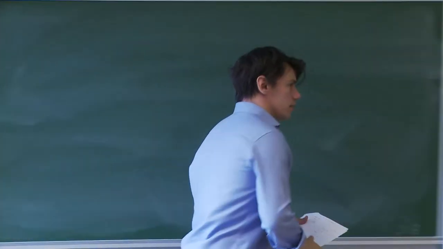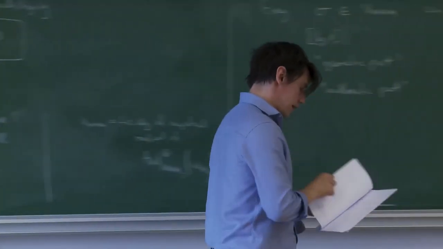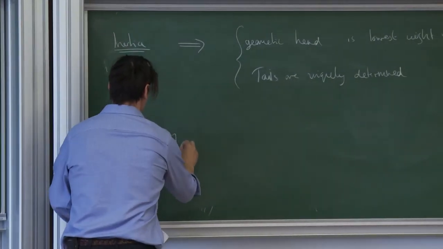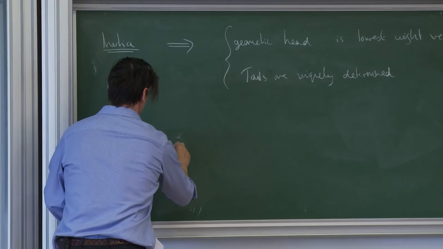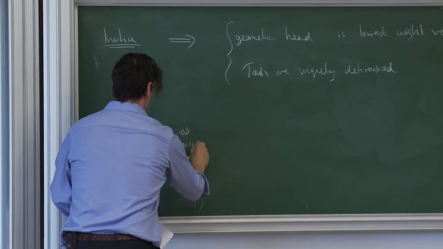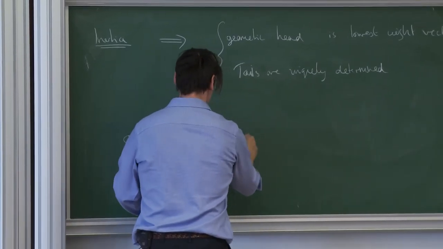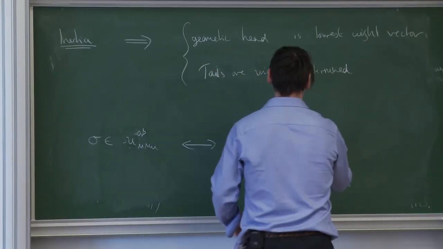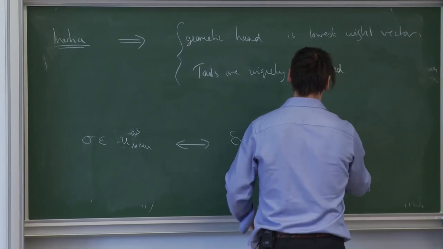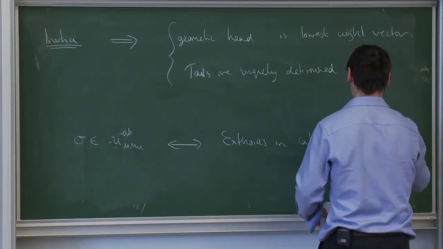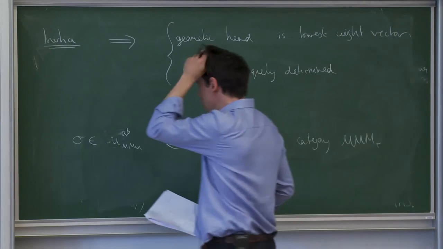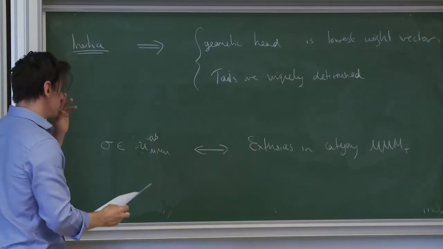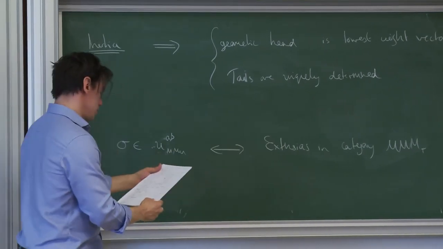Oh, sorry, I missed a key point. I'm slightly out of time. I'll just get to the punchline. So the point is that an element sigma in the abelianization of MMM is equivalent to extensions in the category MMM of SL2Z. So we really desperately want to know exactly what derivations are possible, because it tells us how to construct extensions, which is an important problem.